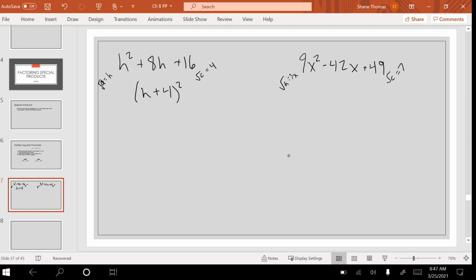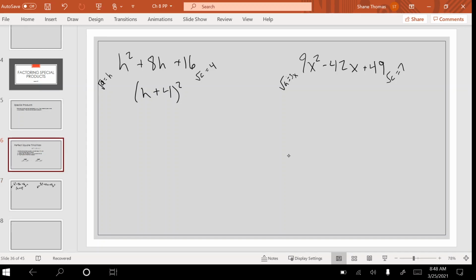Let's check your b term real quick. What's 7 times 3, times 2? 7 times 3 is 21, times 2 is 42. We're good. It fits. Sorry, you don't have to worry about the negative sign on that one. 3 and 7 is 21. 21 times 2 is 42. We're good. Don't worry about the negative sign.